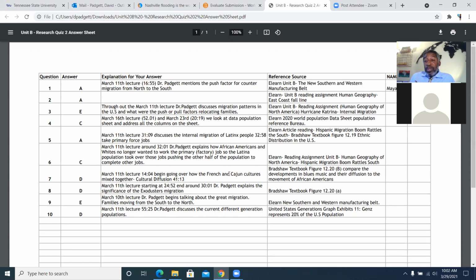But her reference source is spot on. Textbook figure 12.20, diffusion, boom. I cannot dispute that. That's the reference source right there. That's exactly the figure I was talking about during that lecture. This one might be 2 out of 3 or 3 out of 3. I'm not sure. I have to think about that.